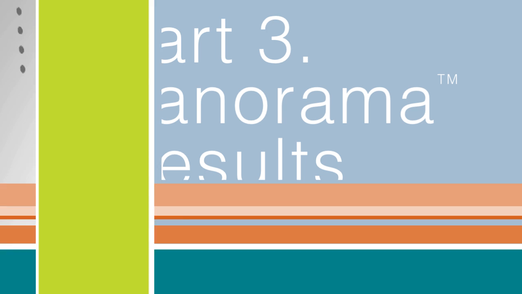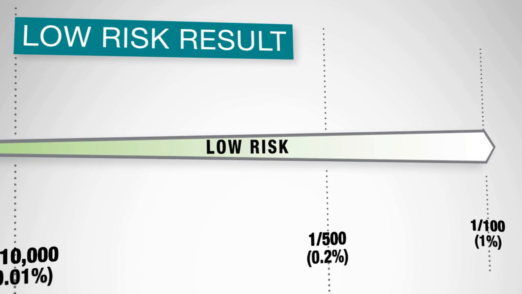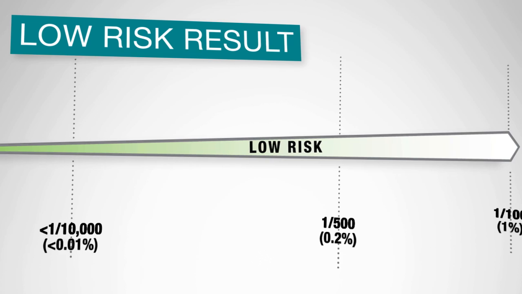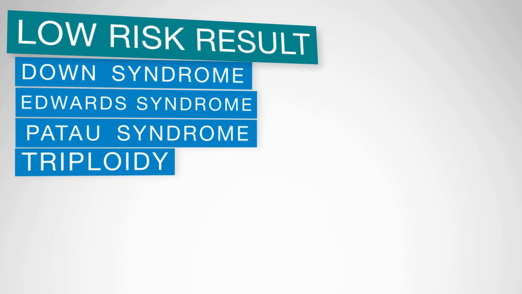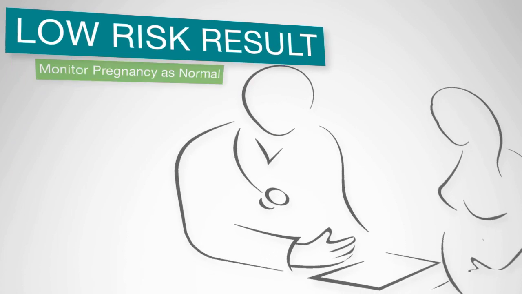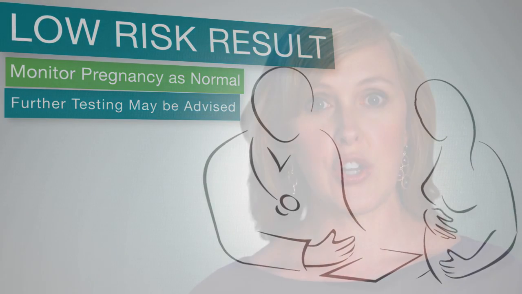The first type of result is a low-risk result. This result means that your baby has a low chance that it would be affected with one of the conditions on the report. Although the risks are very low for the baby to be affected, they are not zero, and therefore you'll want to discuss these test results with your doctor or healthcare provider to see if any additional testing is necessary.